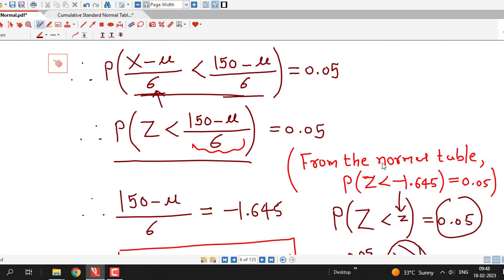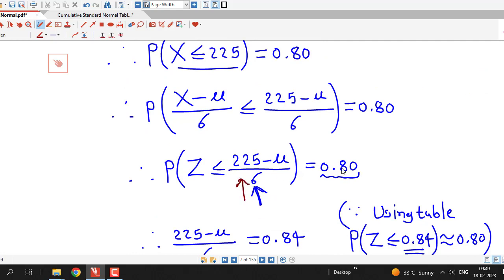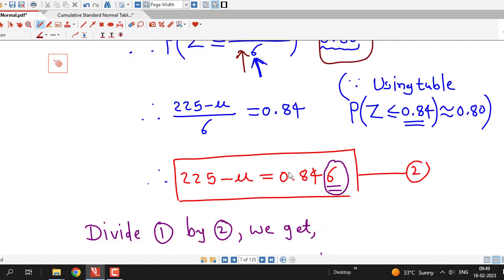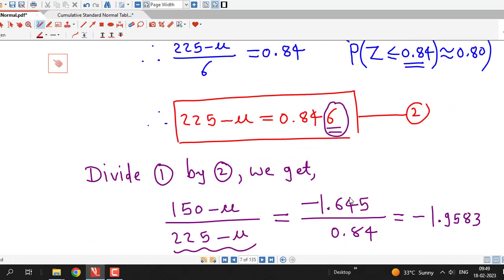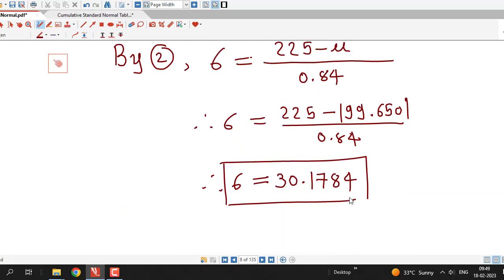And for that we have taken use of cumulative standard normal table. We are given the areas to the left of this point, and we have to search in the table that for which value of z this area is 0.05, and similarly for which value of z this probability or this area to the left of this point is 0.80. And then we will obtain two equations in two unknowns mu and sigma, and solving these two equations we can easily find out mean and standard deviation.